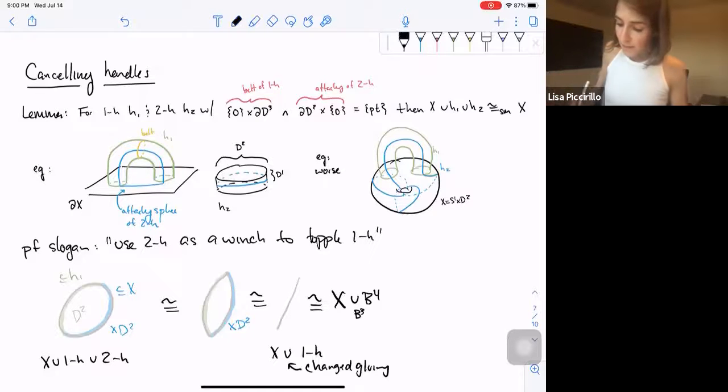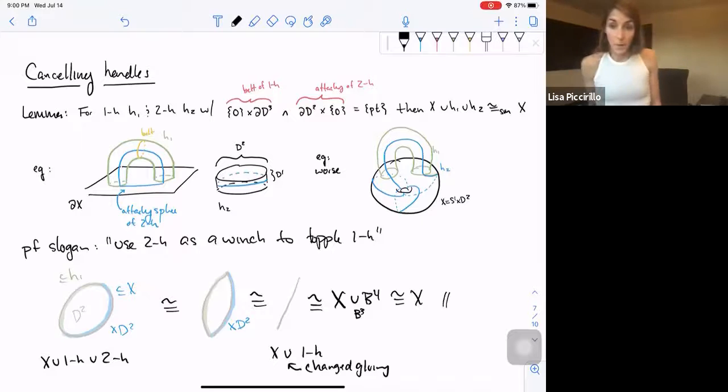Okay, but then what is this space? X with a 4 ball stuck to it along B3. Well, that's just X boundary sum B4, and that's just X again. So that's how I think about canceling handles.